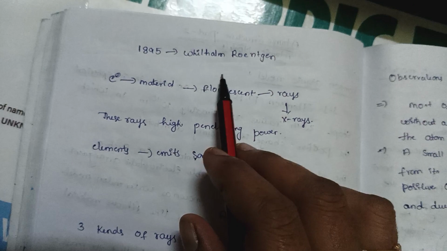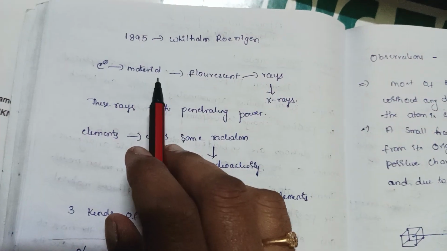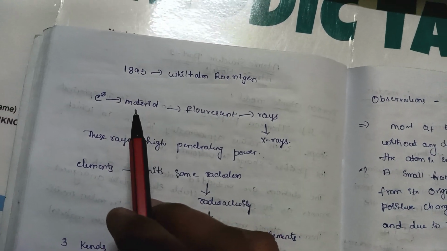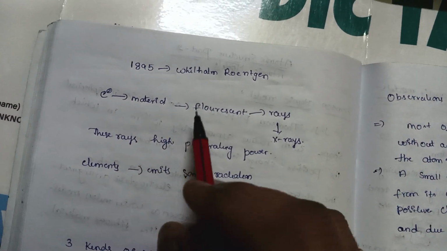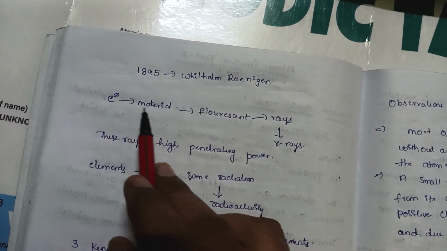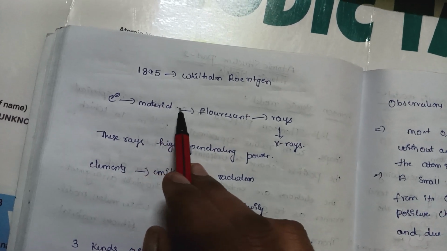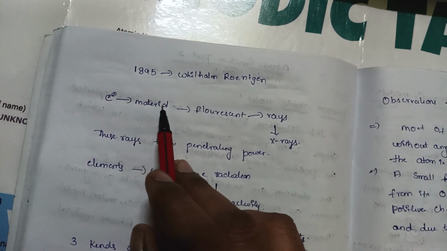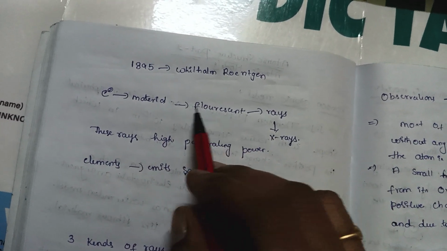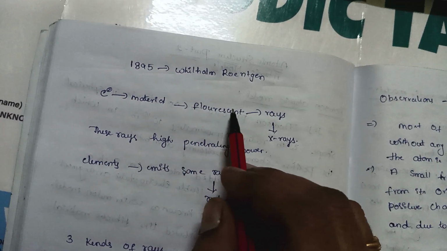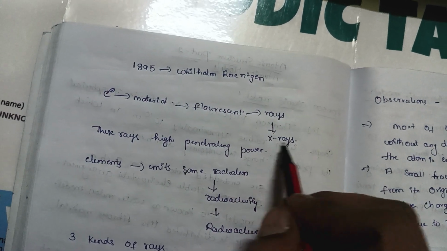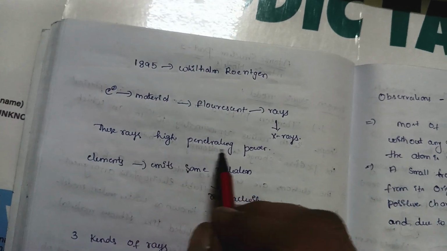In 1895, Wilhelm Roentgen observed that if electrons strike a material, for example a metal in a cathode ray tube, some rays are emitted. Whenever these rays hit a fluorescent tube, some light is generated. Wilhelm Roentgen gave them the name X-rays.